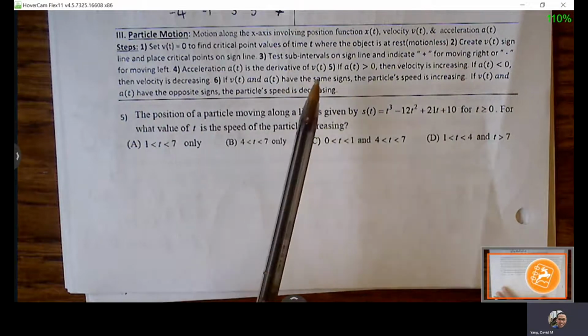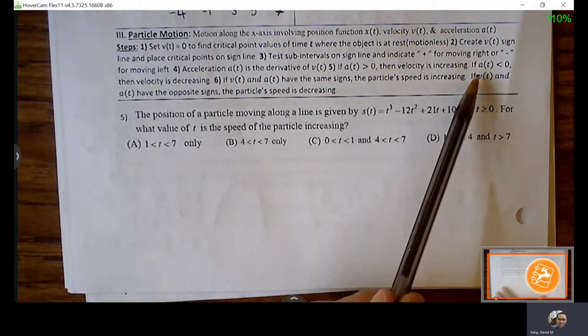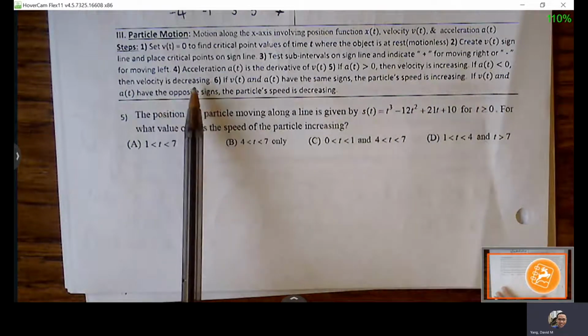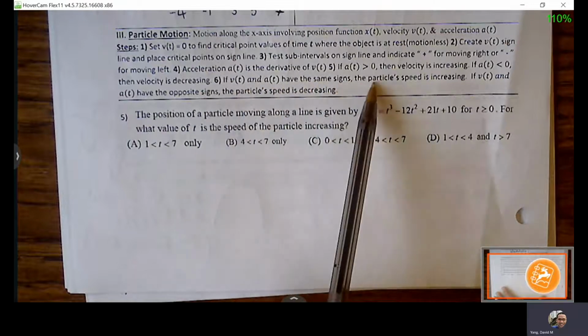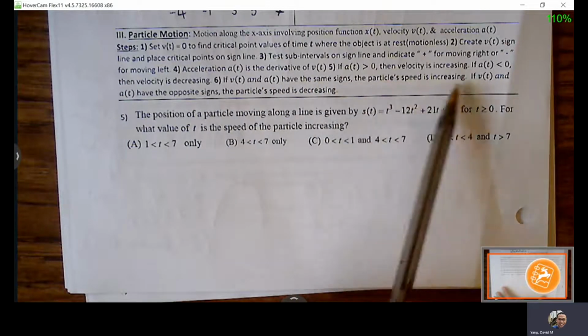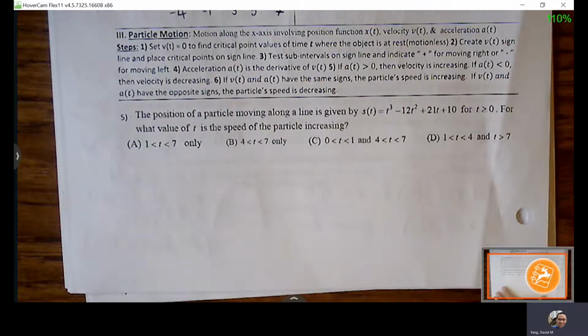Acceleration is the derivative of velocity. Okay? If acceleration is positive, then velocity is increasing. If acceleration is negative, then velocity is decreasing. If velocity and acceleration have the same signs, then the particle speed is increasing. If velocity and acceleration have opposite signs, then particle speed is decreasing.